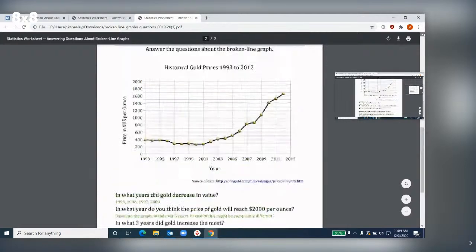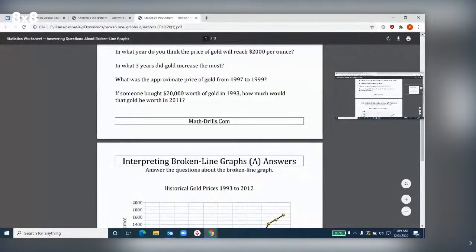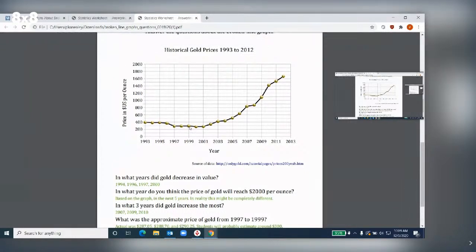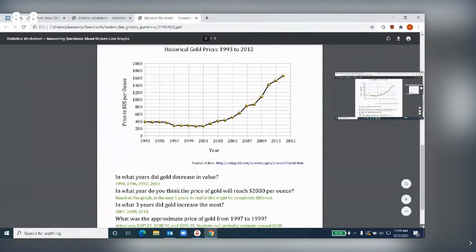And the last question, that was the last. Oh, this one says, what was the approximate price of gold from 1997 to 1999? I skipped that one. So on here, you're going to look at 1997 to 1999. So it was worth probably about $350 an ounce.